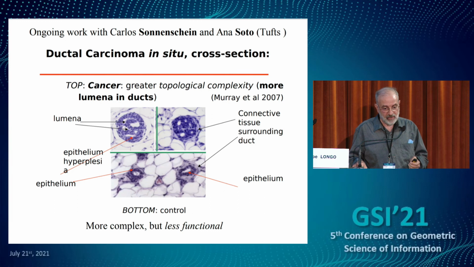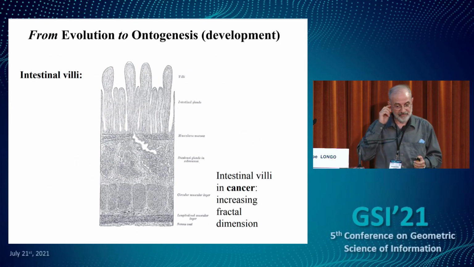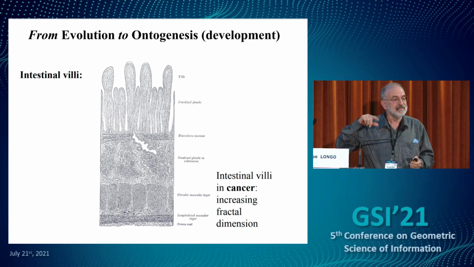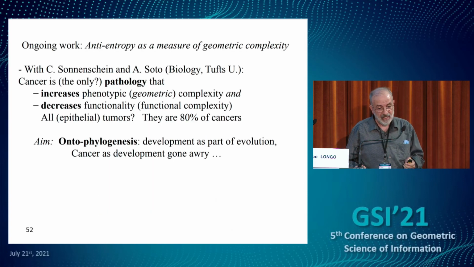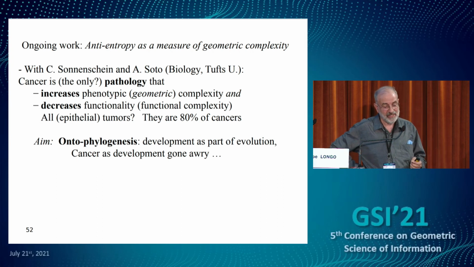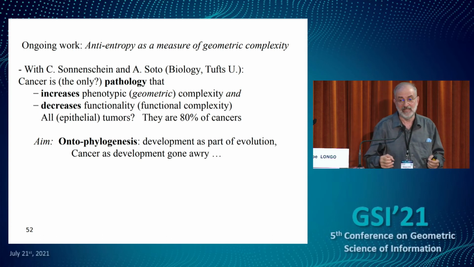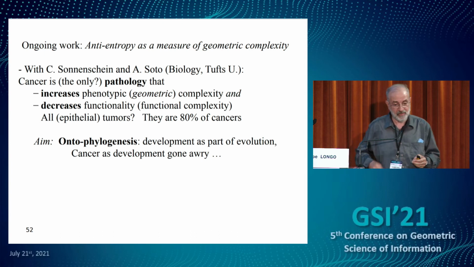It is our conjecture, and both Anne and Carlos are medical doctors also, that this happens also in villi, in intestinal cancer. The fractal dimension of the villi increases. So you have more fractality in villi in presence of cancer. Our conjecture is that cancer is the only pathology where there is an increase of our complexity measure and a decrease of functionality. Because of course, when in these ducts you have many lumina, there's a problem with the functionality. With the villi, with excessive fractalization, there is also a problem in absorption.